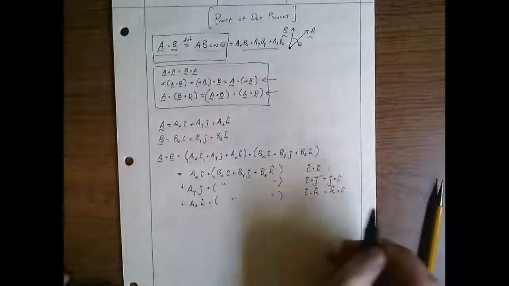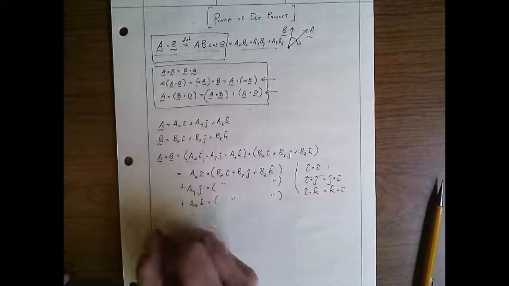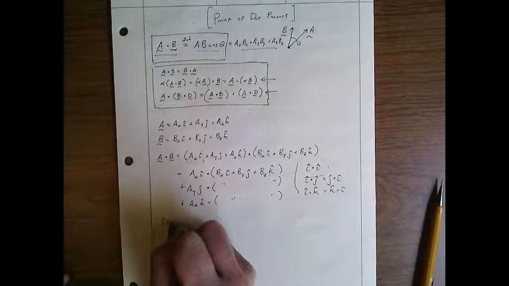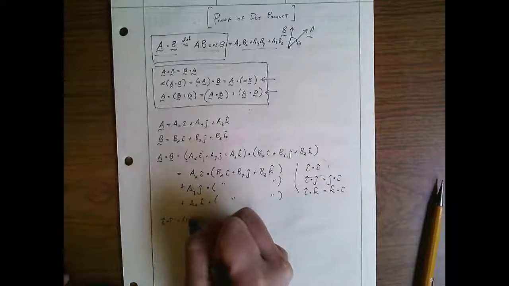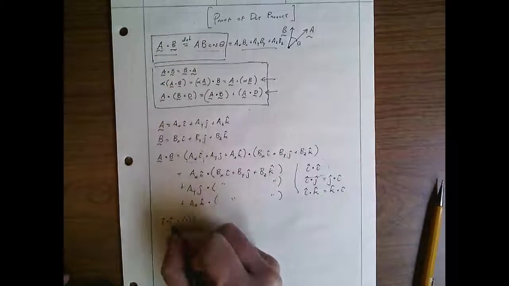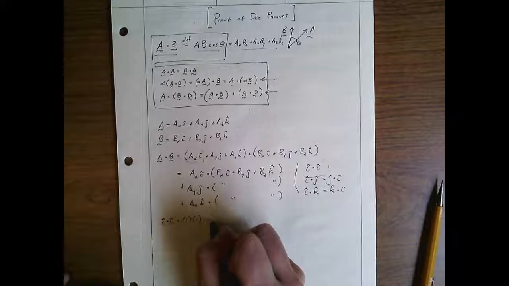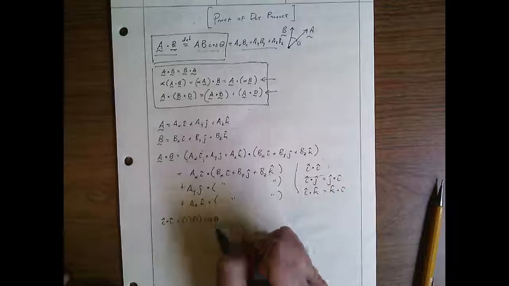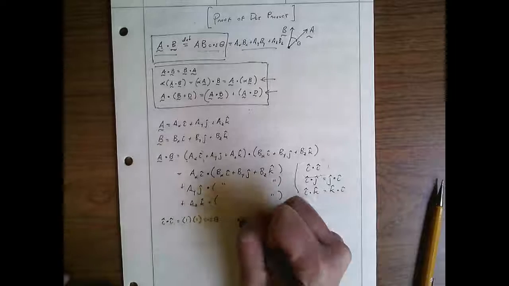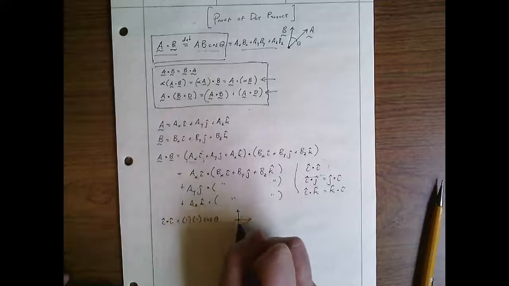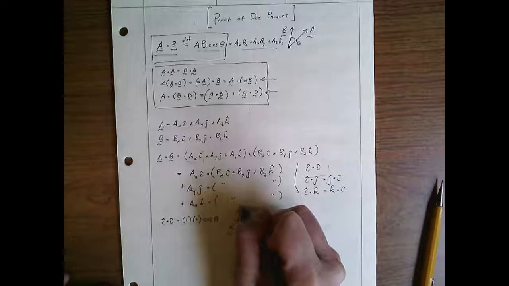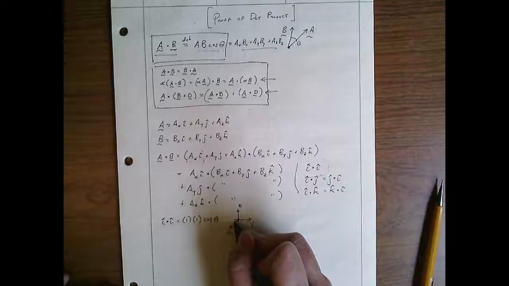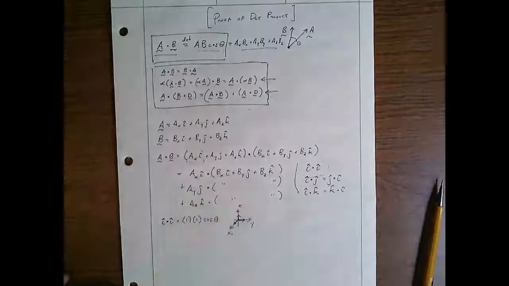What's I dot J? For that, we're going to go back to the definition of the dot product. So I dotted with itself is equal to the magnitude of the first vector, which is 1, times the magnitude of the second vector, which is also 1, times the cosine of the angle between them. Now remember, these are real things. If this is X and this is Y and this is Z, I is this direction here, J is this direction here, and K is that direction there.